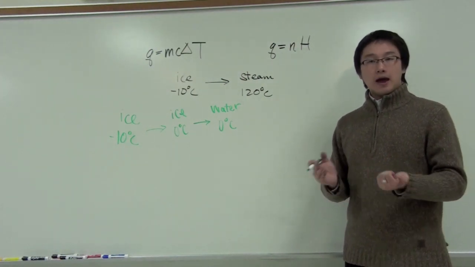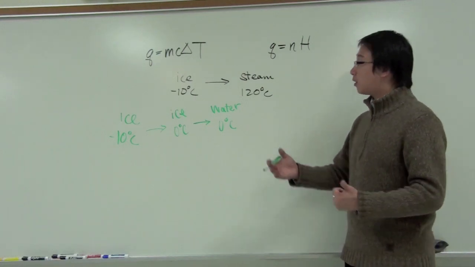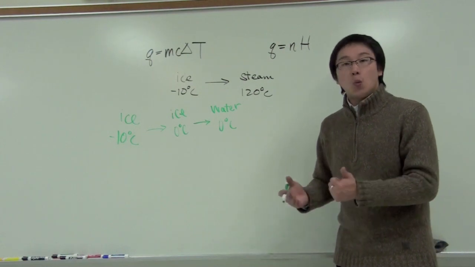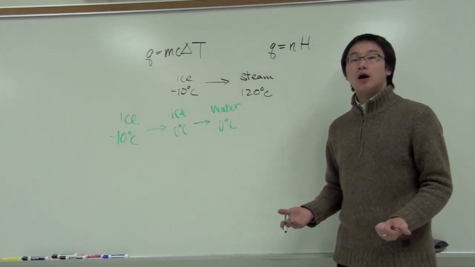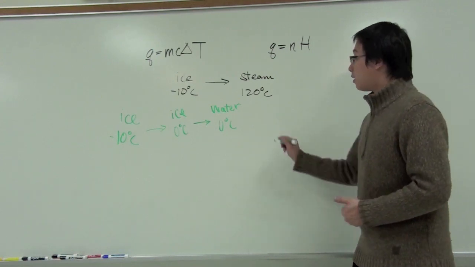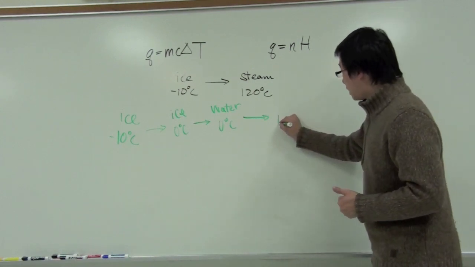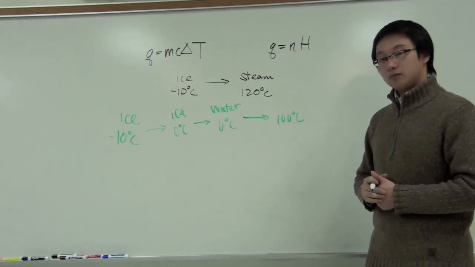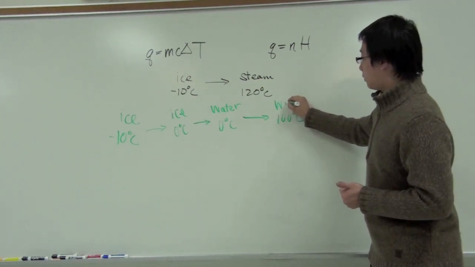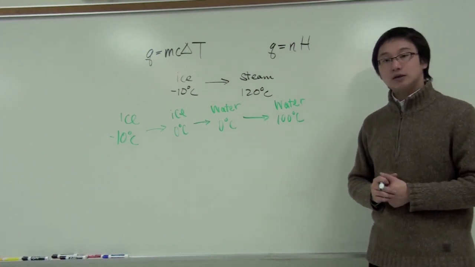Okay? And now, let's think about this. We now have water, and we want to change it to steam. Then we have to think about at what temperature water would change to steam. Water would change to steam at 100 degrees Celsius. So that means we have to somehow raise the temperature to 100 degrees Celsius. And this process will not change the state, so it remains water, at liquid state.